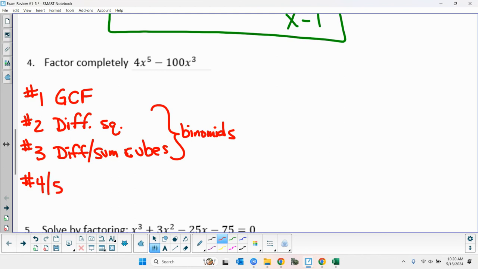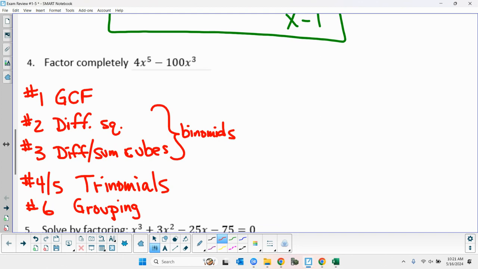4 and 5 is a special trinomial and regular trinomial. So I'm just going to say trinomials, which means how many terms? 3. And we can do special trinomials like a regular trinomial, so I'm not going to worry about that. And then number 6 we call grouping, where we have 4 or more terms, right? We group them, which we're going to do at number 5.